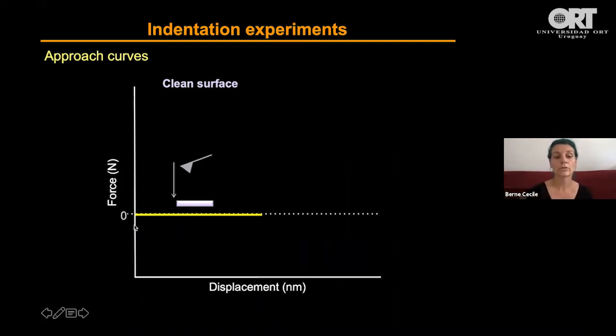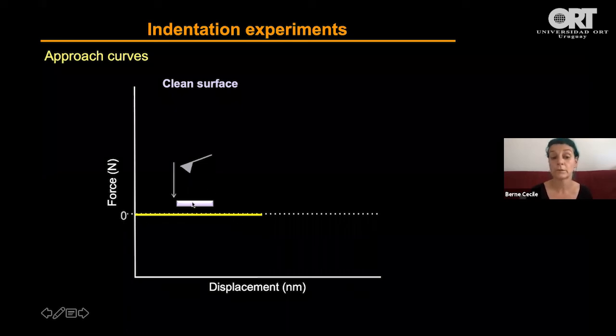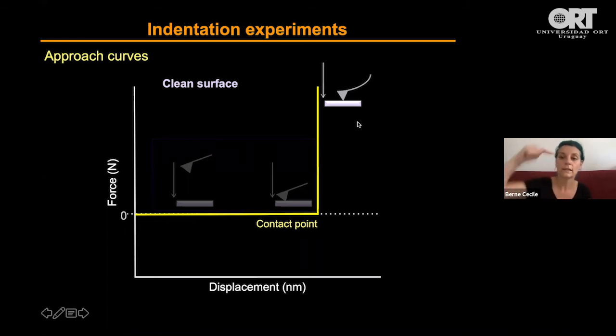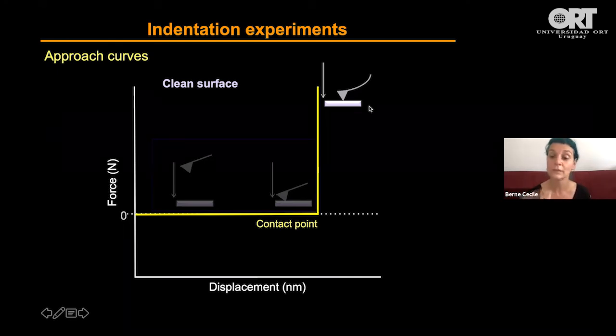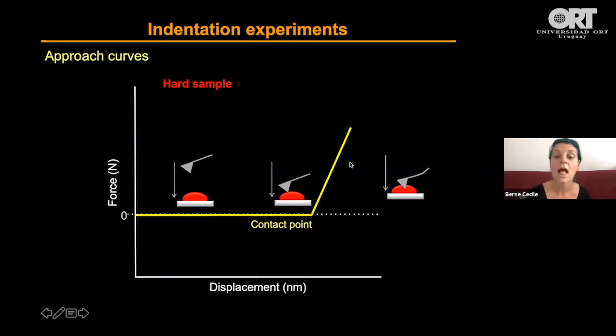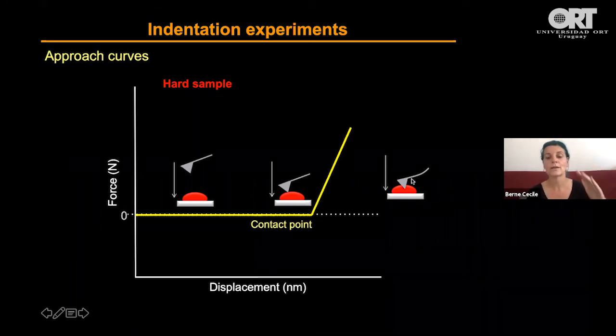So if you do that on a clean surface, same as before, the tip is not in contact with the surface, so nothing happens until we reach the contact point. Now we've got a clean surface. If you keep pressing, the clean surface being very hard and undeformable, you will have a maximal deflection and it will translate like that. If you do the same on a hard sample, nothing happens until the contact point, and now your sample is hard but not as hard as the surface, so the tip will bend but not as much, so you will have this type of curve.